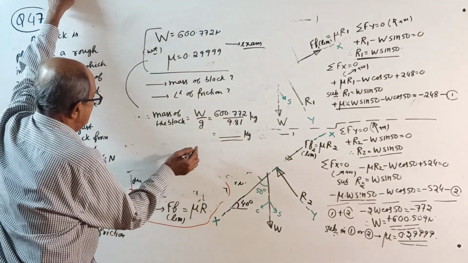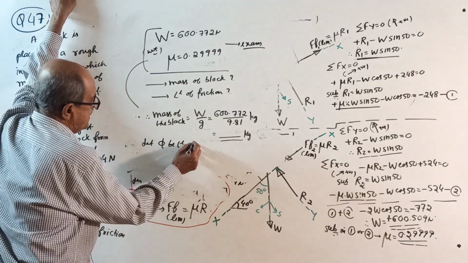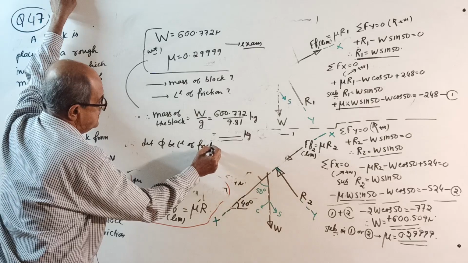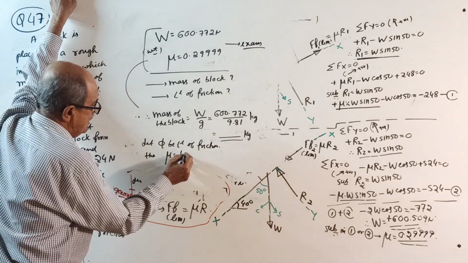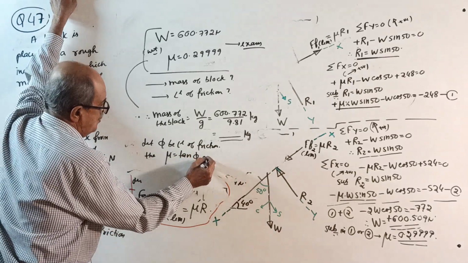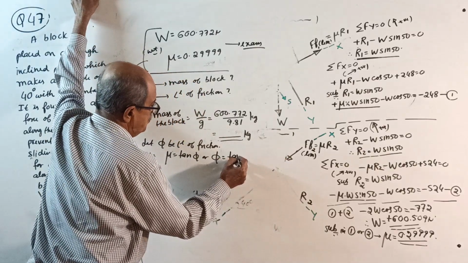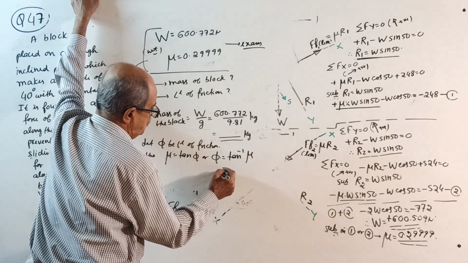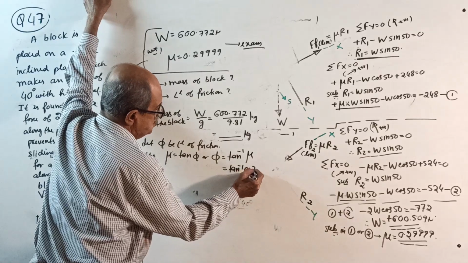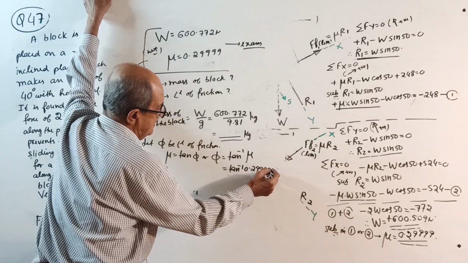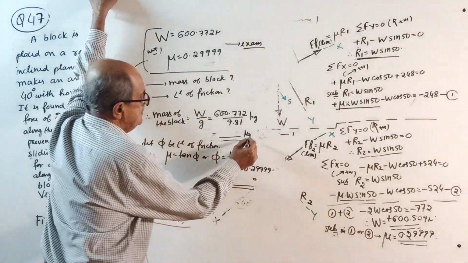And lastly, let phi be the angle of friction. Then we know that mu equals tan phi, or phi equals tan inverse mu, equal to tan inverse of mu. How much did you get? 0.299999. Get the angle of friction in degrees. Okay, get these two answers.